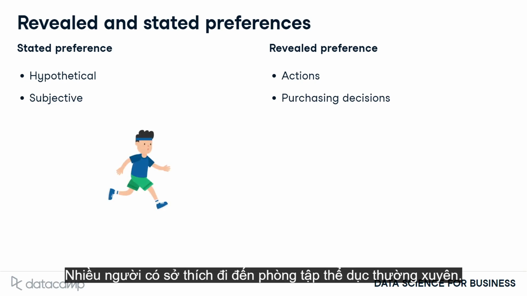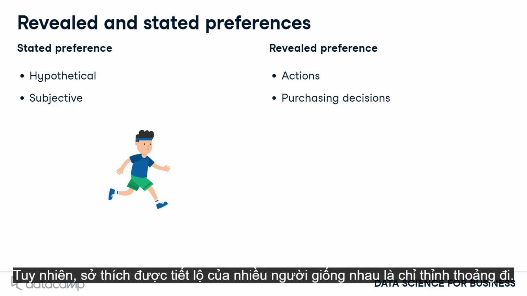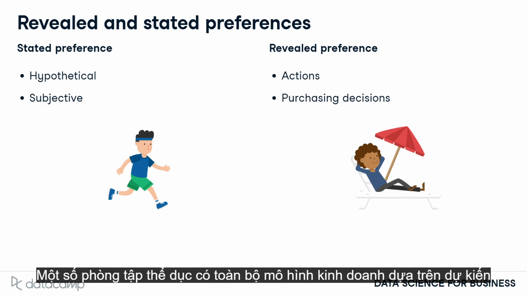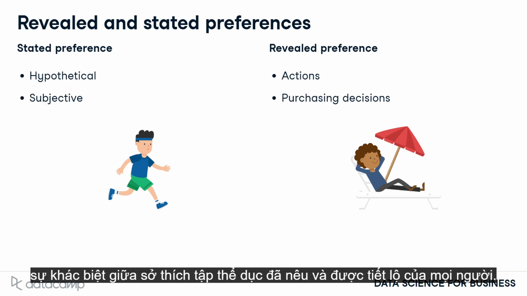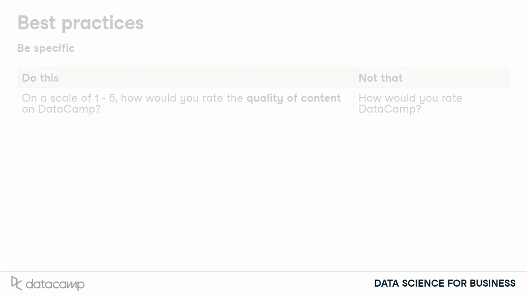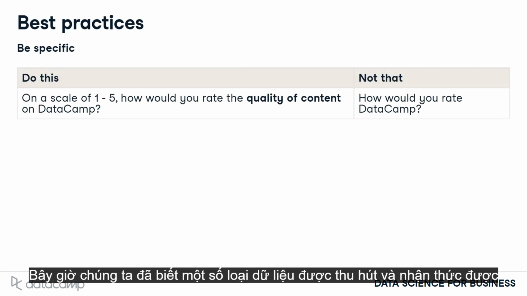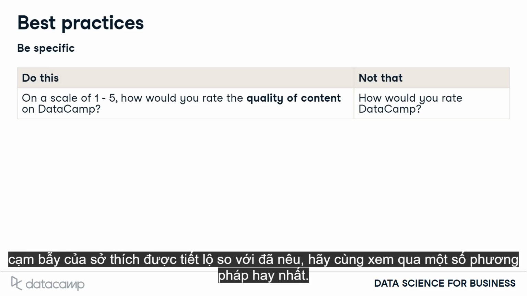Many people have a stated preference to go to the gym frequently. However, many of the same people's revealed preference is only to go occasionally. Some gyms have an entire business model based off of the expected difference between people's stated and revealed preference for exercise.